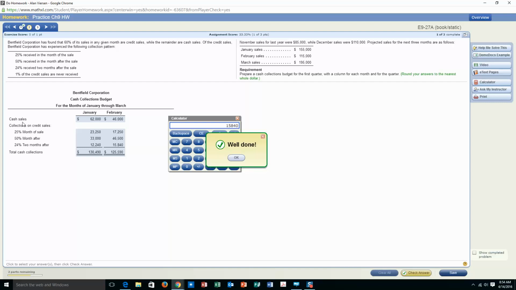Okay, so you get an idea how you do your cash collections budget. First, you multiply the sales times 40%. Then each of these credit sales you multiply depending on the month times 60%, and then it'll tell you the amount for either the month of the sale, or you go back 1 month or you go back 2 months. And you can go ahead and do March on your own, and after that you'll have a total for the quarter.